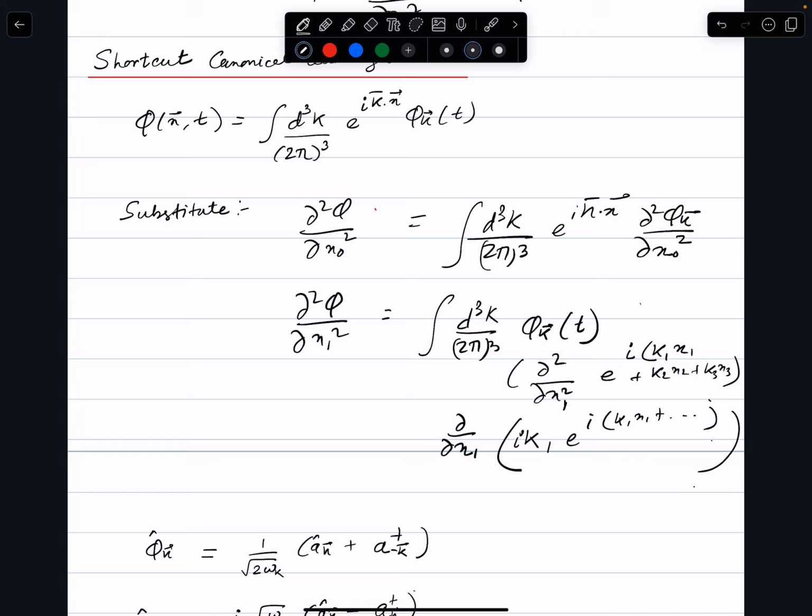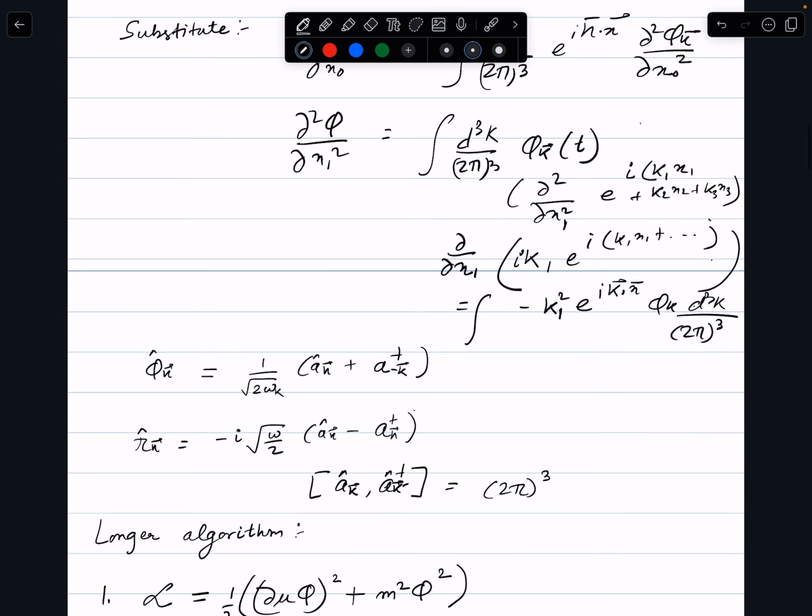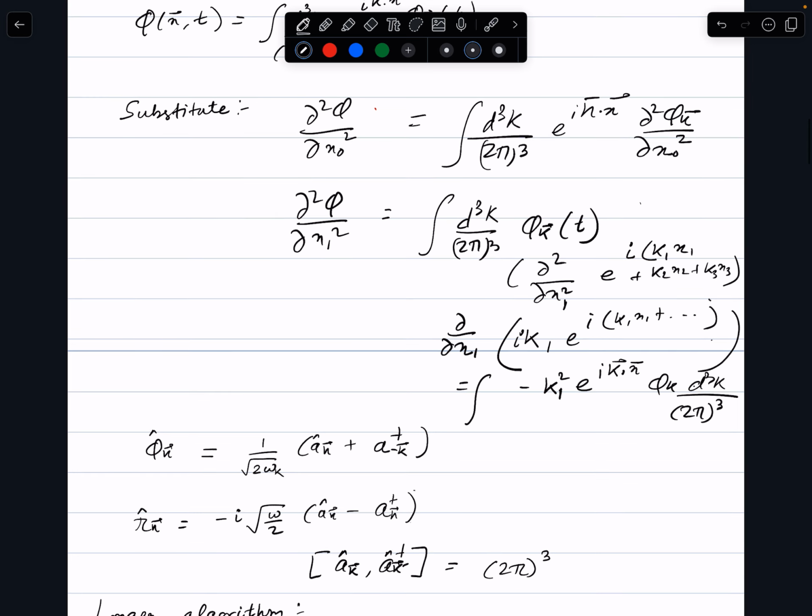And then the second derivative acts, again it goes through, acts here and brings another factor of ik down. So I get ik times ik, which is minus k square, times e to the power i k dot x, times phi k, d3k by 2 pi cube, k1 square. And similarly for all of these, for each of these, x2, x3, each of these. So what will be the final upshot?